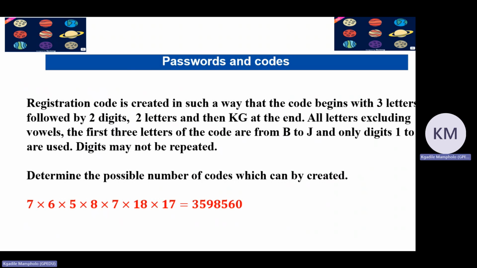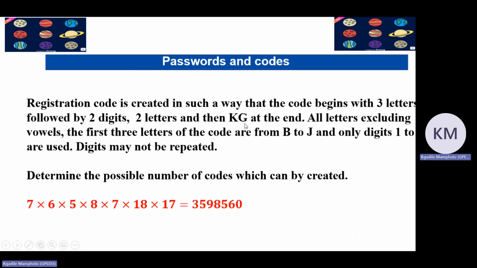Digits and letters are not repeated, and kg is removed from this. So kg is removed, means k and g can still be used somewhere. So then we'll say 5 vowels are removed. So it means letters will be 21, and also minus the letters that are at the beginning, then you will have 18. Then it means when you choose the letters after the digits here, you will choose out of 18. And then when you choose the second letter, it will be out of 17.